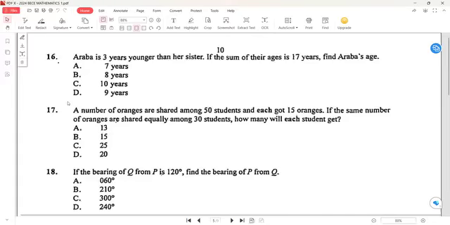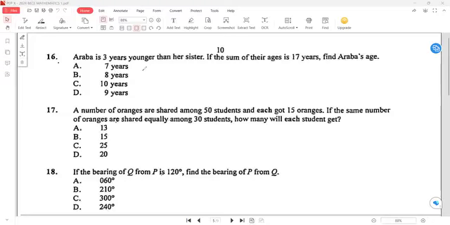Araba is 3 years younger than her sister. If the sum of their ages is 17, find Araba's share. Araba is 3 years younger. So it means that if you know her sister's age, you subtract 3 to get Araba's age. Or if you know Araba's age, you add 3 to get her sister's age. Either of the two ways should give you the same result.